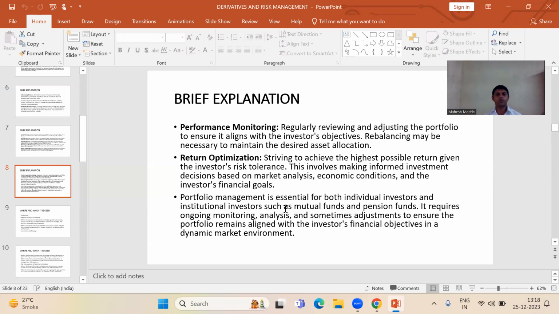Portfolio management is essential for both individual investors and institutional investors such as mutual funds and pension funds. It requires ongoing monitoring, analysis, and sometimes adjustments to ensure the portfolio remains aligned with the investor's financial objectives in a dynamic market environment.